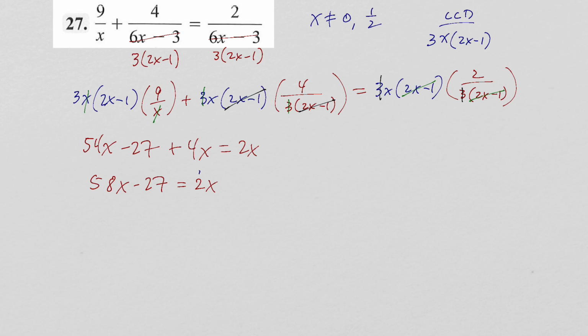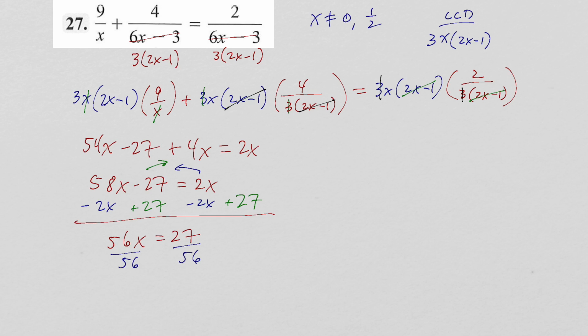I'll move my 2x to the left by subtracting it, and I'll move my 27 to the right by adding it. And I'll get 56x is equal to 27. And finally, I'll divide by 56, and I'll get x is equal to 27 over 56. And that is not one of the restricted values, so this answer is okay, and I circle it.